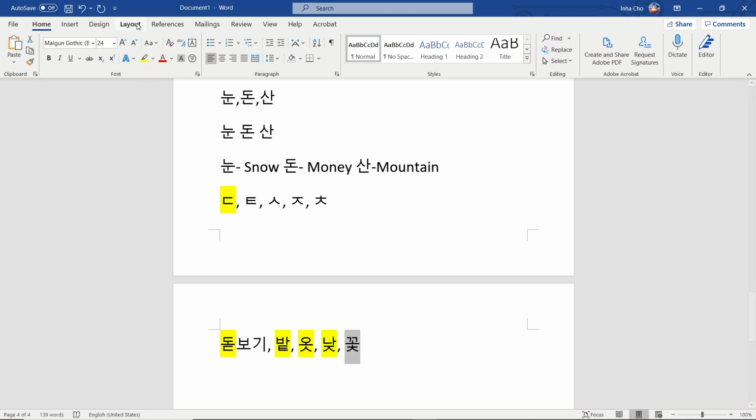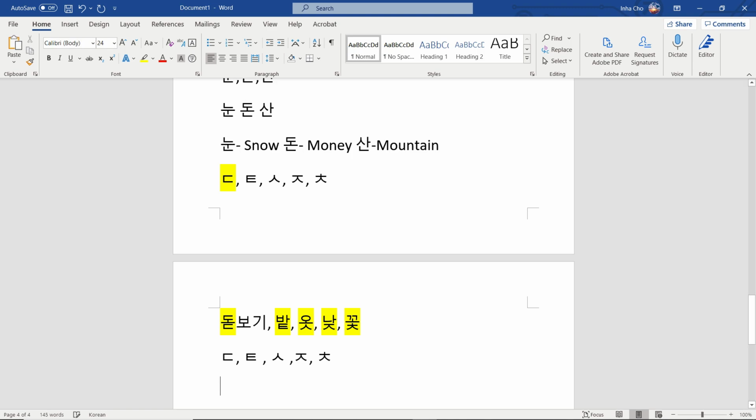They all have the 디귿 sound in it. So they're all pronounced exactly the same. These are all homophones. So this is the largest homophone family for 받침s. So 돋보기, 밭, 옷, 낫, 꽃. They all have different spellings, but they're all pronounced the same.